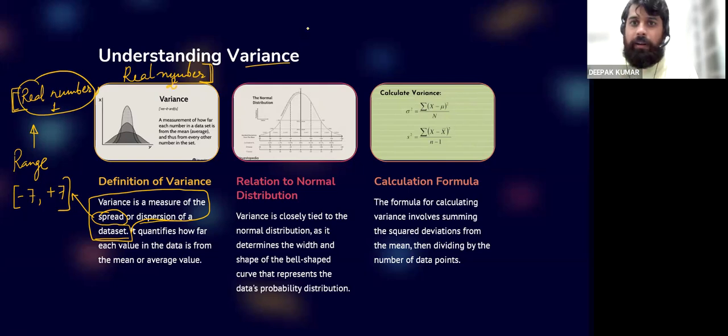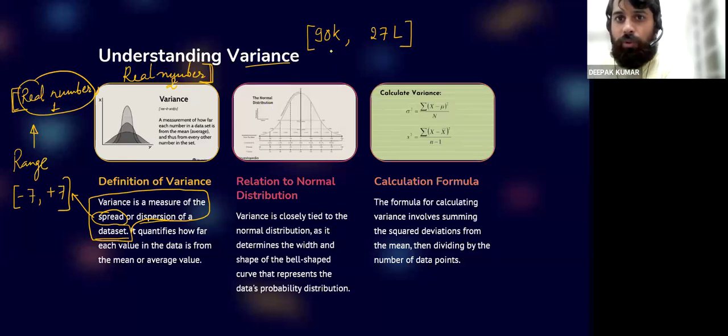Like say in your company, the range of salary being distributed is from, say suppose, 90,000 to 27 lakhs per month. Suppose I consider this range. So this will be called the spread. Do I make sense?